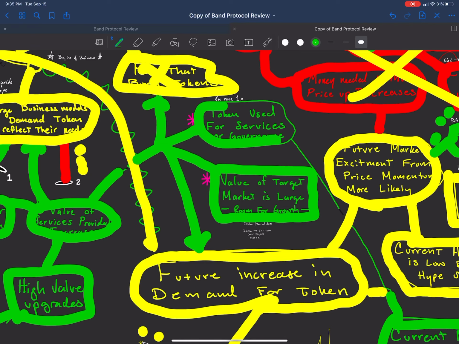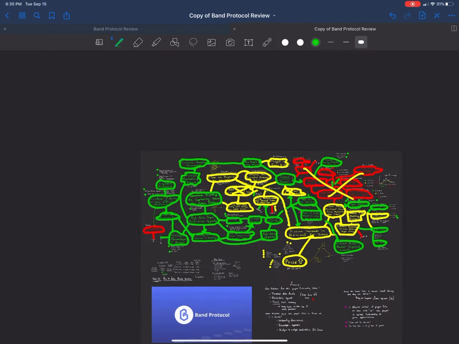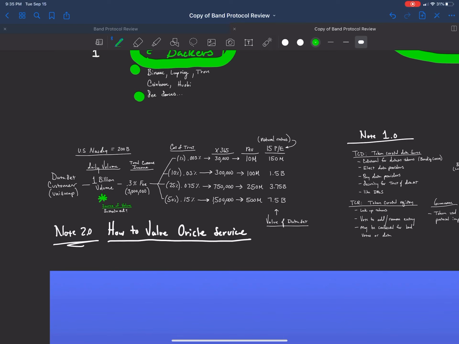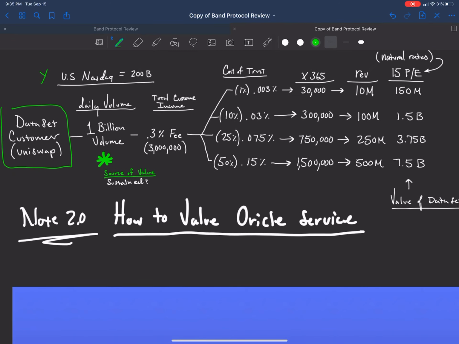Token used for services, see note 1, right? So I'm going to jump right into that. All right. So currently the NASDAQ does 200 billion in transactions, but we're going to look at something like Uniswap. At its height, this is an unusual height for Uniswap, but it will be sustained in the future, it had about $1 billion in volume a day.